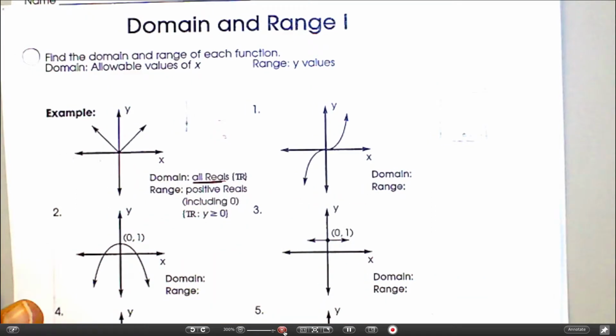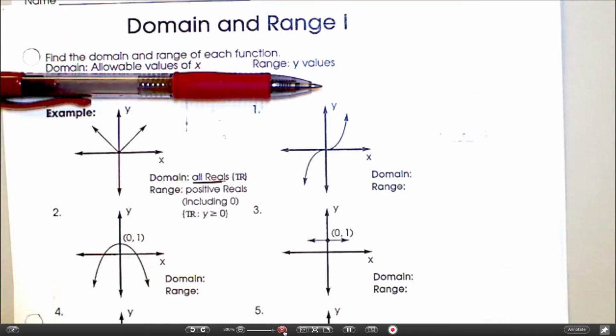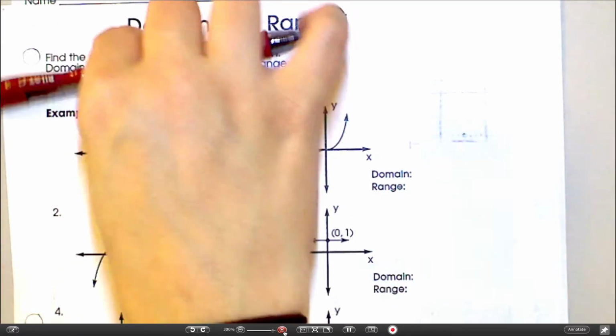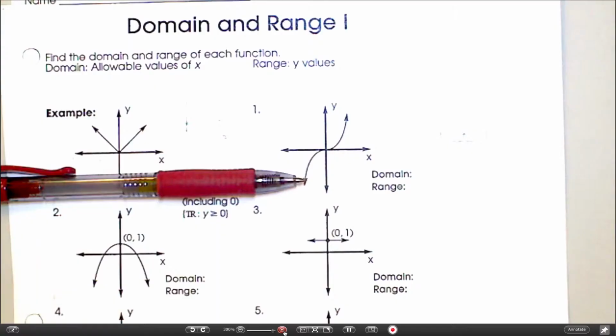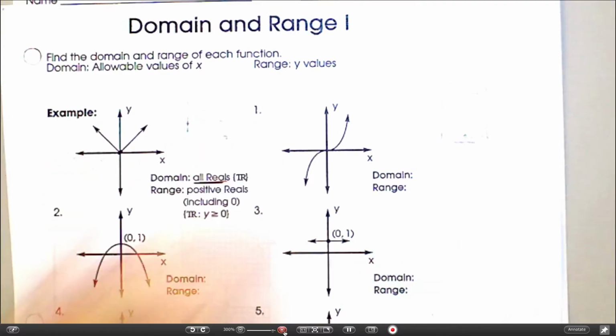Okay? For range, I'm going to do the same thing, but going up and down. So I'm going to say, going up, will my graph eventually hit everything above the graph? Yeah. How about below? No. What's my lowest point? Oh, it's right there. 0. Okay. So I hit everything 0 and above is what I want to say.